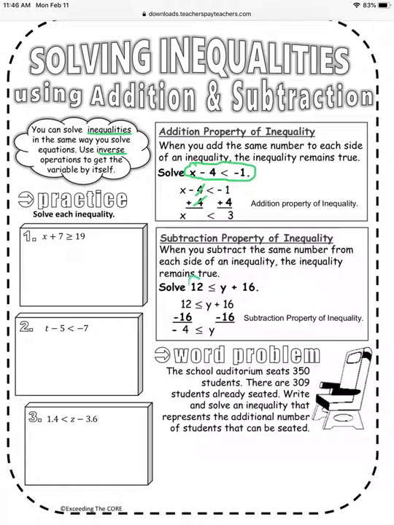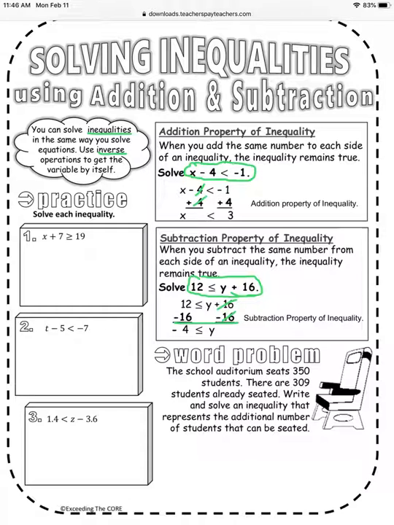So again, we're going to solve this inequality. So we want to get the y by itself. And I notice now the y is on the right side, and they're adding 16 to it. The opposite of adding 16 is to subtract 16. So they subtracted 16 from both sides of the inequality. These canceled out. Y is by itself, and 12 minus 16 is -4.